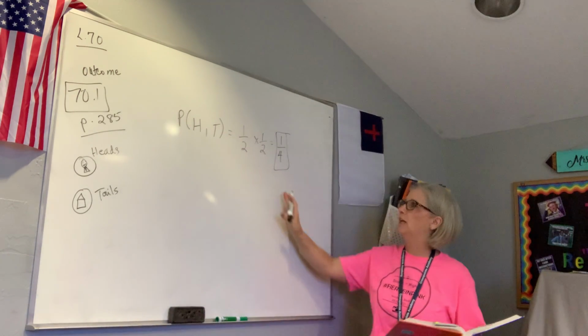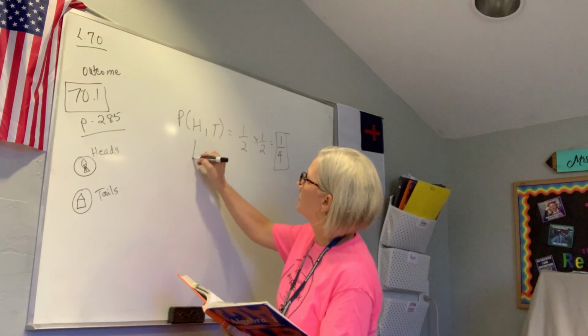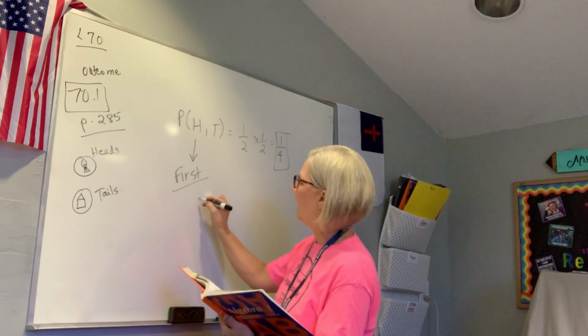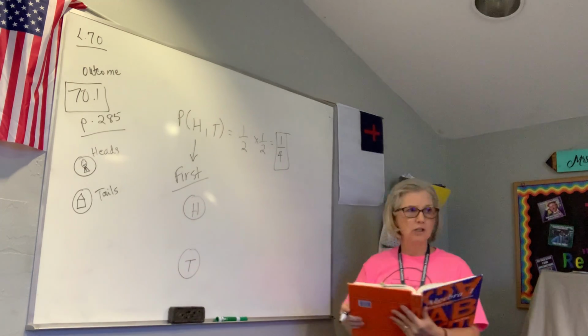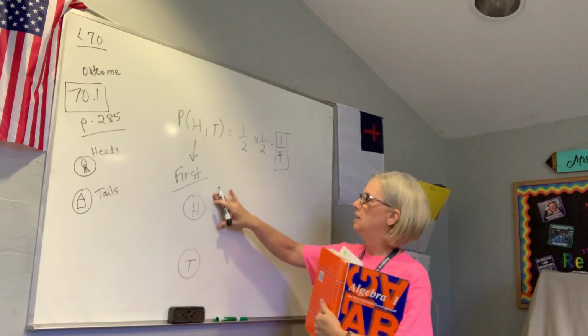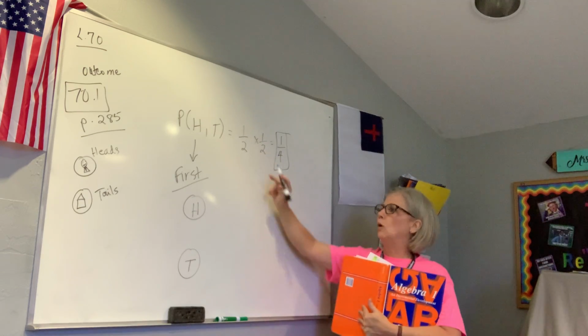Now let's look why this works, because you might think, I don't really understand why we would multiply this. So let's look at this. On the first toss, you got a 50-50 chance. We're going to take this heads, tails. There's our possibilities, right? The probability of getting heads on the first one is 1 out of 2. That one's easy. Why do we multiply this?